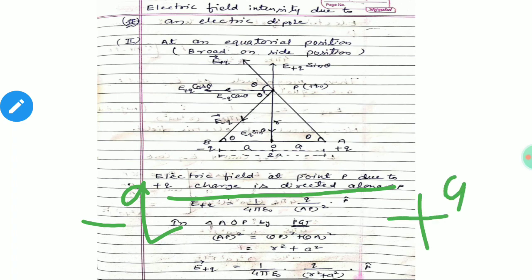See the diagram. Why do we say that this is an equatorial position? See, there is an electric dipole, say minus q and plus q charge, separated by a distance 2a. We have to find the electric field at a position which is situated on its perpendicular bisector.